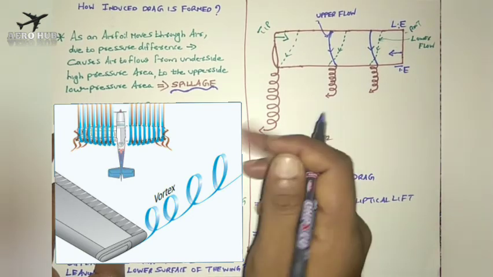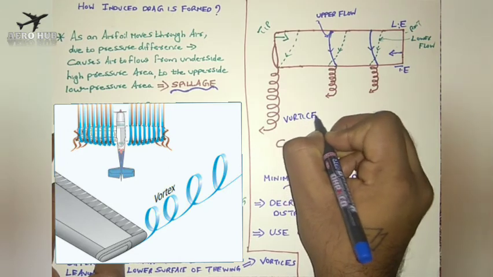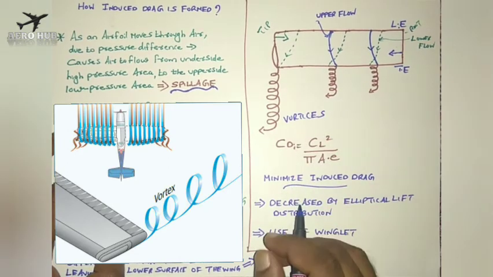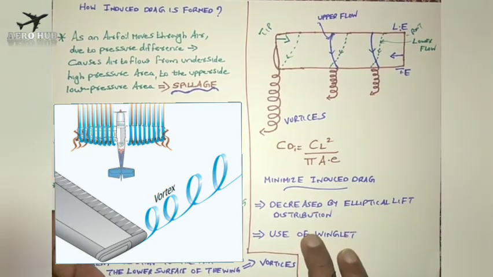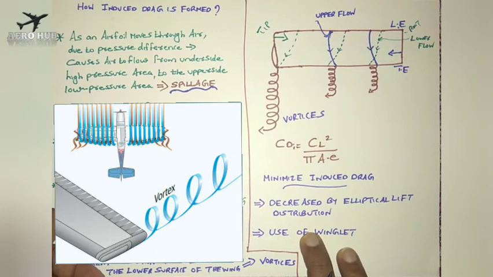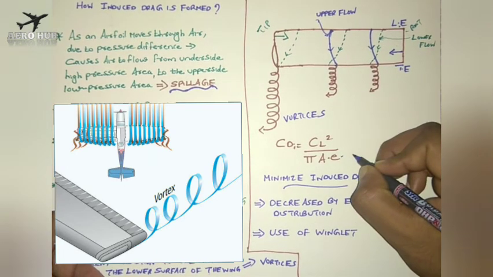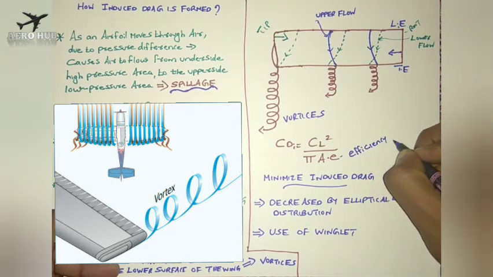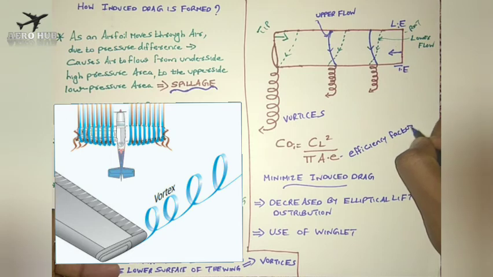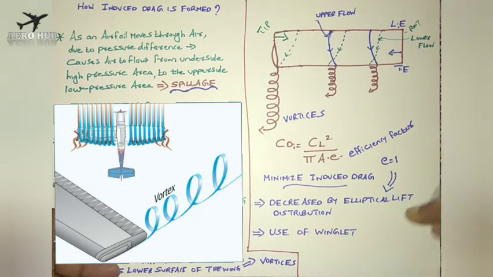Due to these vortices, there will be induced drag. Then CDi is equal to CL squared divided by pi times A times e, where A is the aspect ratio and e is the efficiency factor, and e will be equal to 1 when we have an elliptical lift distribution.